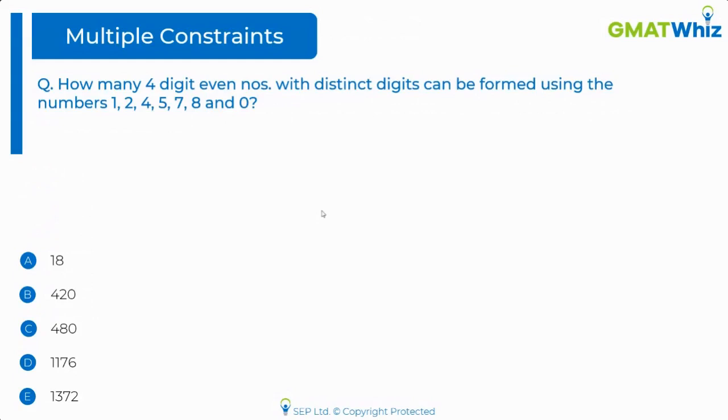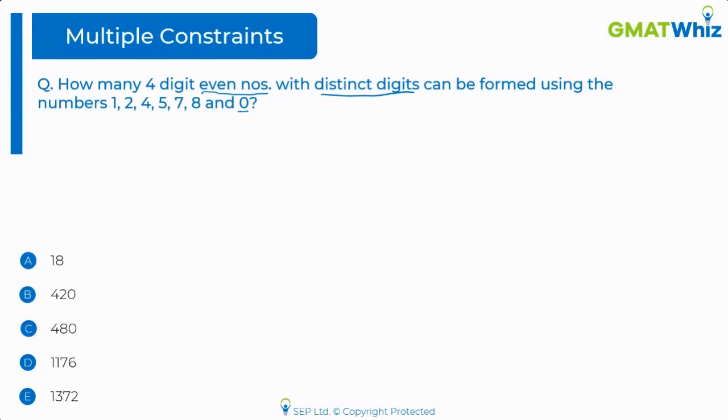Okay. So what it says is how many four-digit even numbers with distinct digits, so I know that no repetition is allowed, can be formed using the numbers 1, 2, 4, 5, 7, 8, 0. So it's basically the same set of numbers. What we know now is since it is using 0, there is one constraint which is implicit. That is a four-digit number. I cannot use 0 in the first place. That's one constraint. But there is another constraint, that this number has to be even.